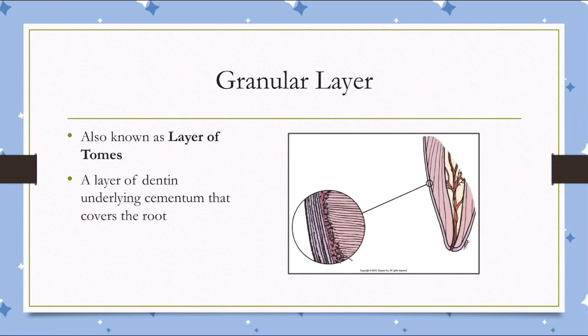Next, we are going to take a look at the granular layer of dentin. Another term for the granular layer is the layer of Tomes. This is the layer of dentin underlying the cementum which covers the root. It also increases slightly in width from the cemento-enamel junction to the root apex.